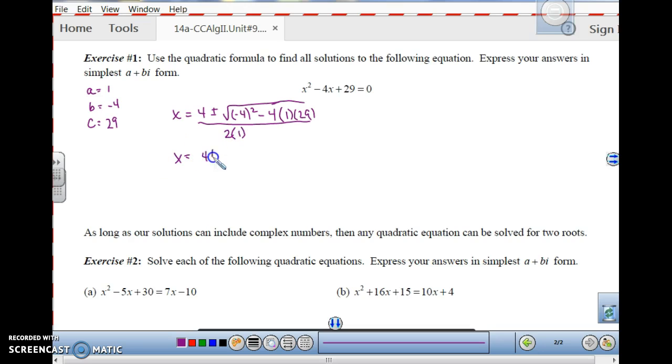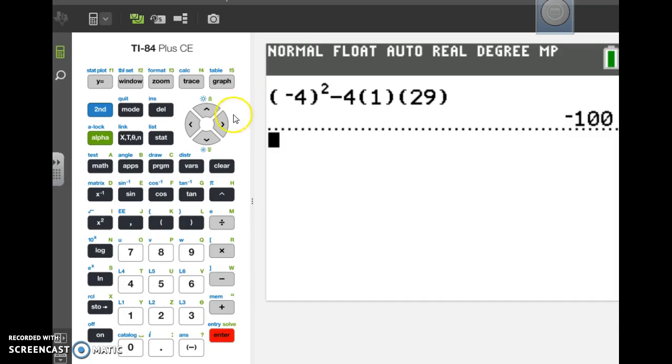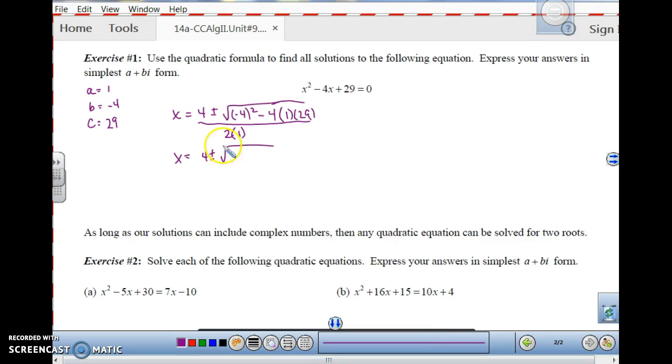All right, so 4 plus or minus the square root of, now this I can put in my calculator what's under the radical, so it would be parenthesis negative 4 squared, make sure it's in parentheses because it won't square the negative otherwise, minus 4 times 1 times 29. And that gives me negative 100. So if I flip back here, this is negative 100 all over 2.